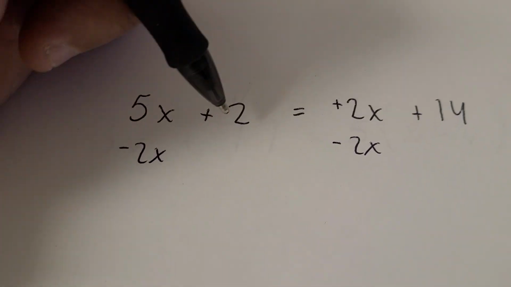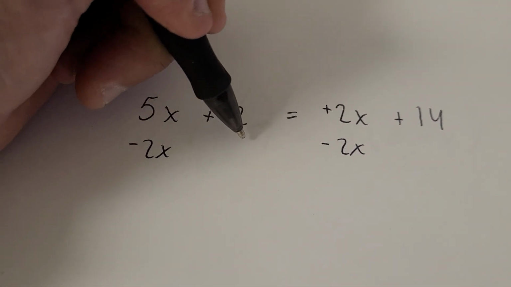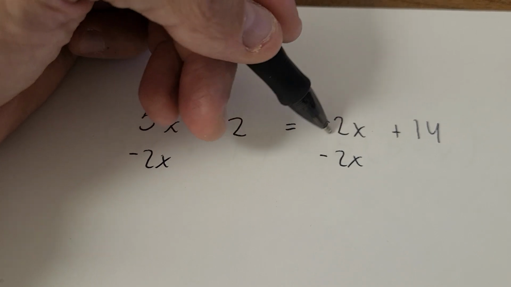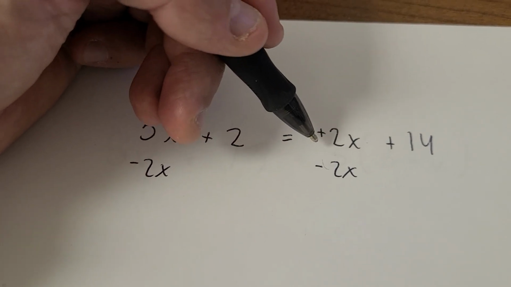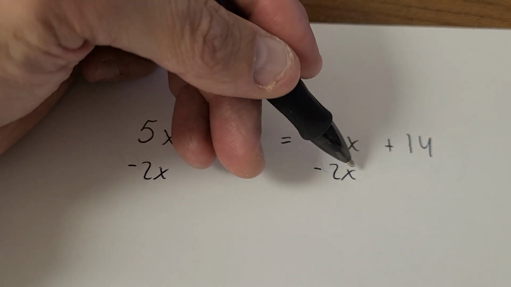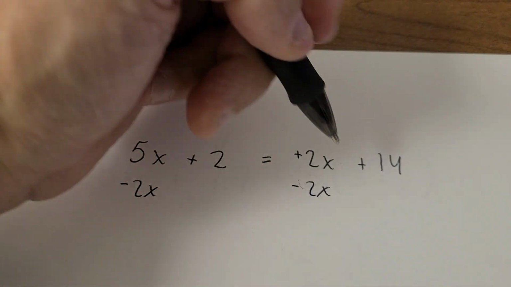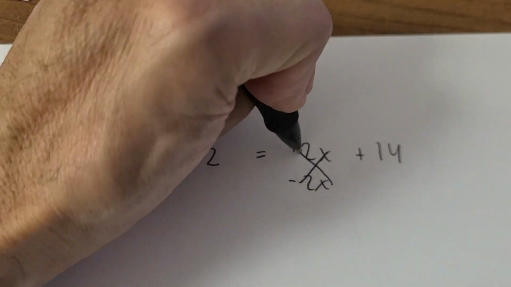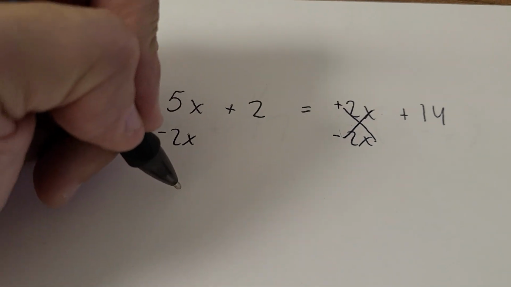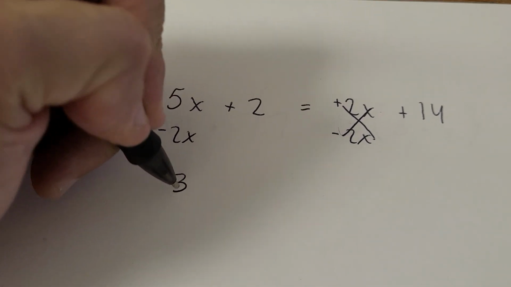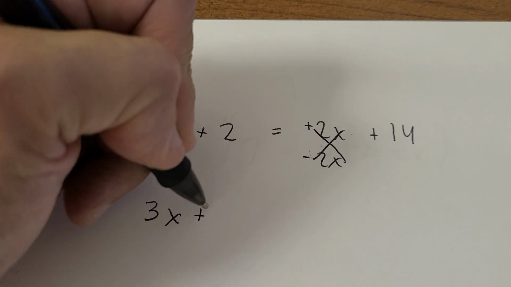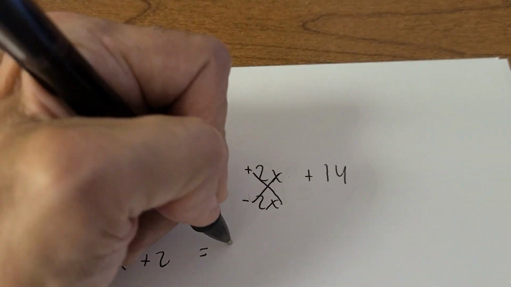See, if I want to move this 2 over, I'll just subtract 2 from both sides. But you can move a 2x term the same way. See the 2x here? I'm going to subtract 2x here and here. Now these are gone. See? These are gone. So now what you have is 3x. 5x minus 2x is 3x. So 3x plus 2 is equal to 14.